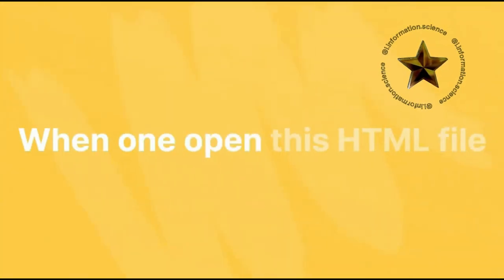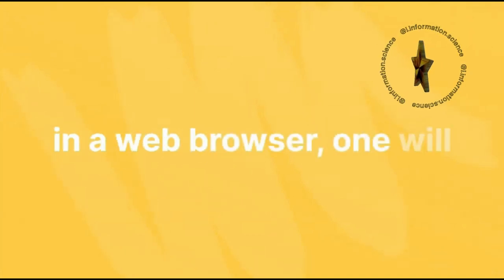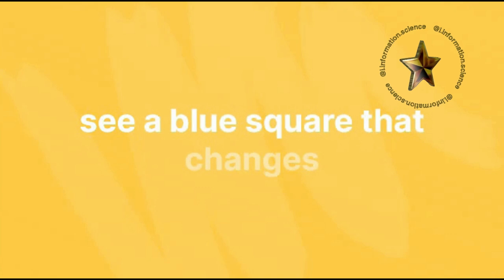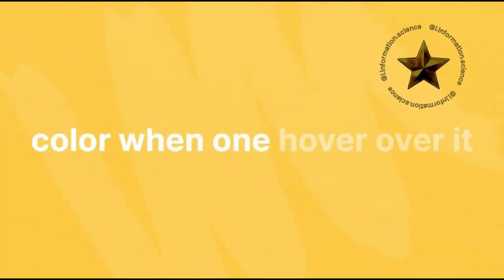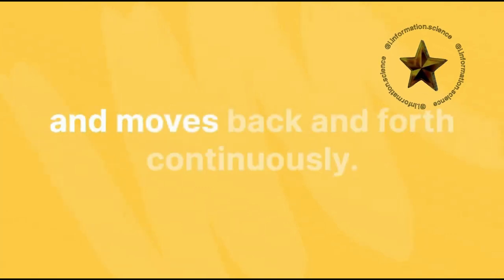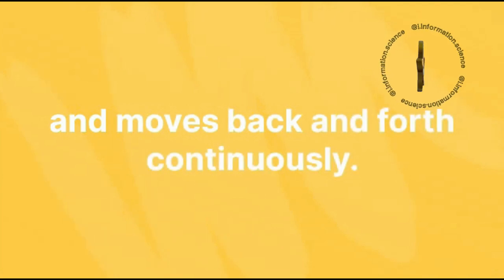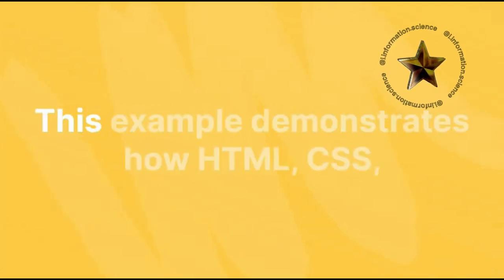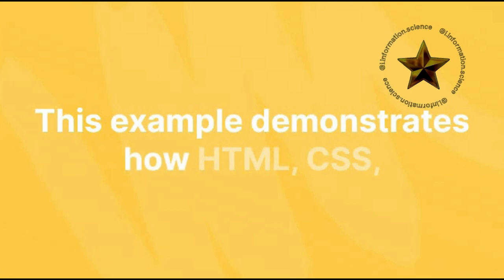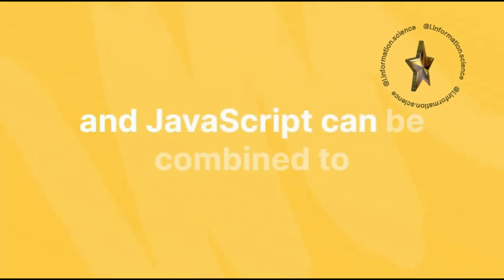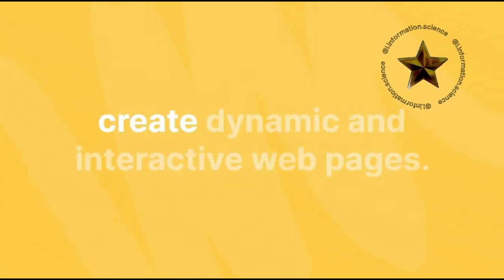When one opens this HTML file in a web browser, one will see a blue square that changes color when one hovers over it and moves back and forth continuously. This example demonstrates how HTML, CSS, and JavaScript can be combined to create dynamic and interactive web pages.